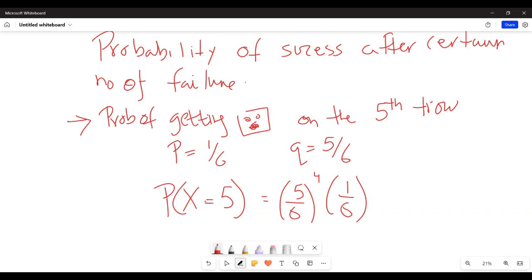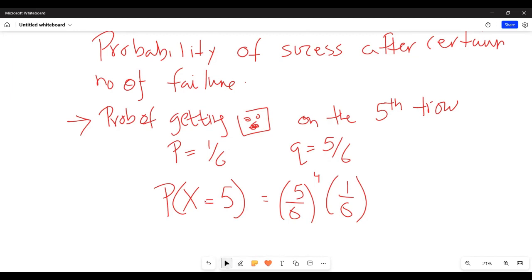And find the probability in decimals using a calculator. So this would be the probability of getting a 3 on the 5th attempt. On the first 4 attempts, you do not get a 3, and in the 5th attempt, you get a 3. This is called a geometric distribution.